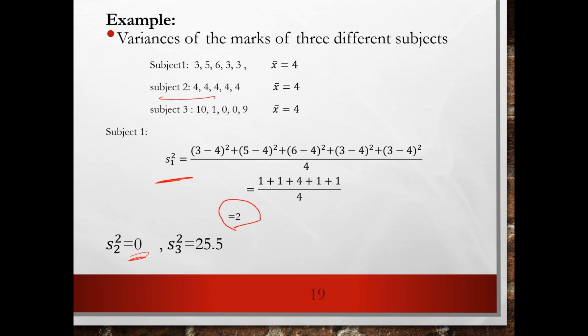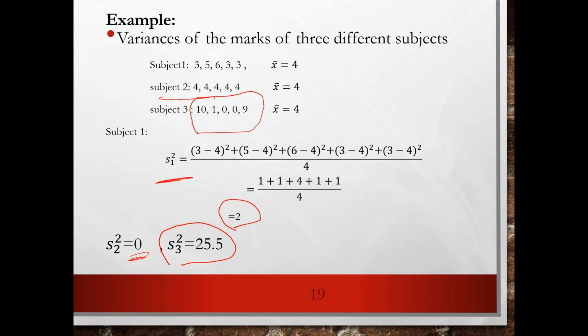and the second subject has no variance. Variance is 0. And this one, where there was a large difference among the students' performance, because only 2 students performed top class and the rest of the 3 students had a very low performance, the variance was so high, at 25.5.